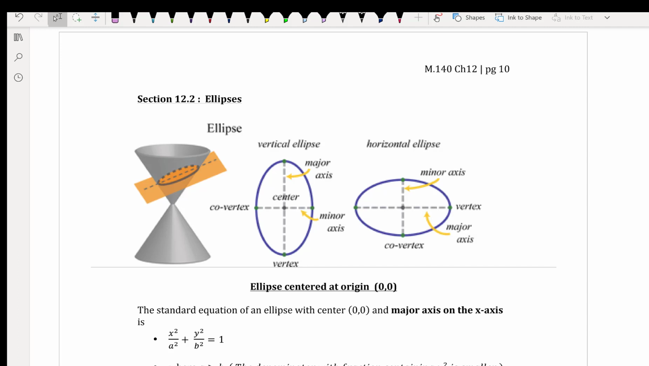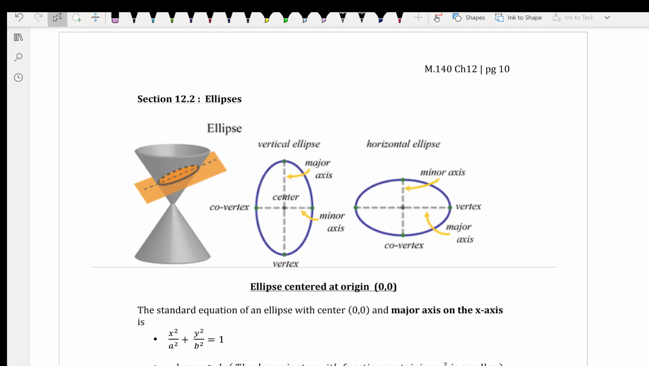So we are going to go over section 12.2, which will talk about the ellipses. So the ellipse can either be vertical or horizontal. Vertical, like it looks like in the picture, is more stretched up and down, versus the horizontal is more stretched out horizontally, okay? So for the ellipse, you definitely want to take into consideration where your center is, where your vertex is, and where your co-vertex is going to be.